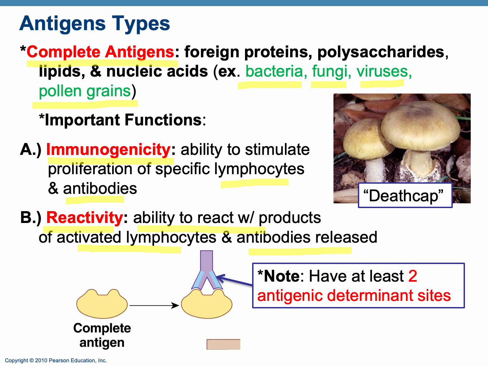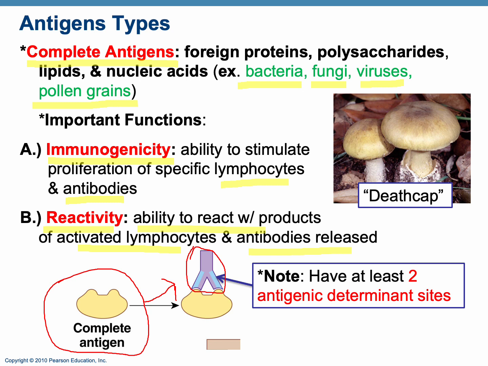The way to identify that you have a complete antigen is to look at the molecular structure. So here we have a complete antigen. This is the structure here. Based off this molecular structure, it has the ability to dock right onto the antibody. This is the antibody I'm circling here. And based off the structure, it has at least two antigenic determinant sites.